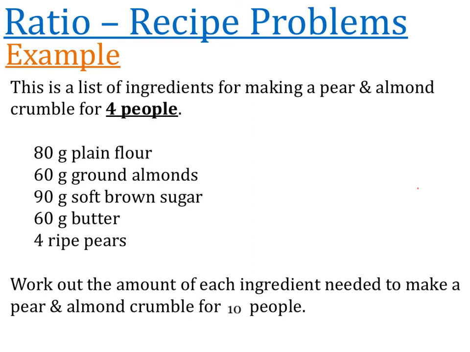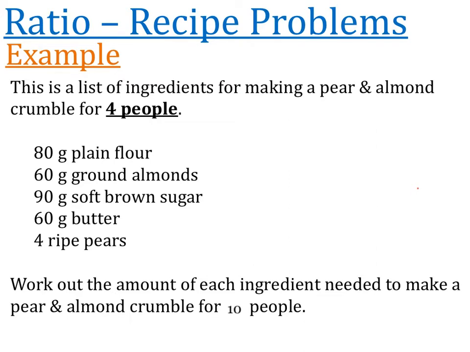All right, so this next example is a 2-part question. It doesn't really look any different from what we've done so far, but because I put it together, I know it's a 2-part question. It says, this is a list of ingredients for making a pear and almond crumble for 4 people. So we need some flour, some almonds, some brown sugar, some butter, and some pears.